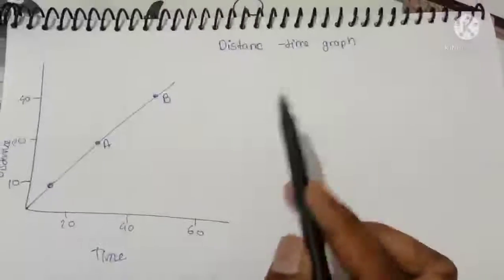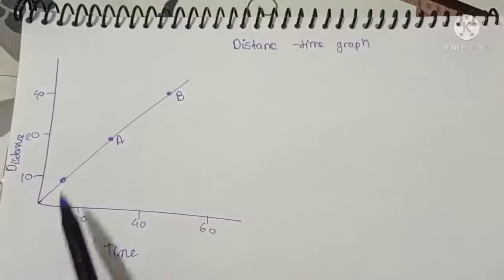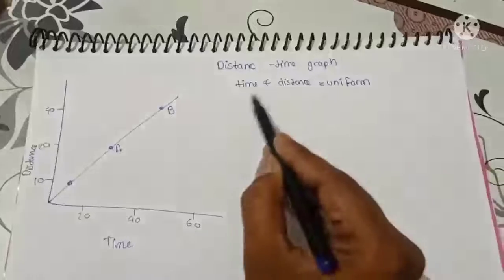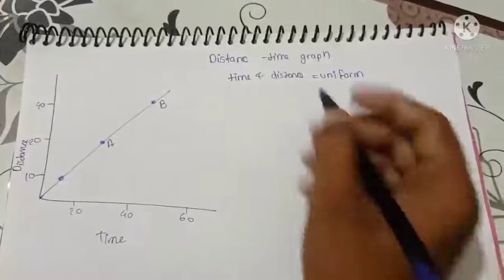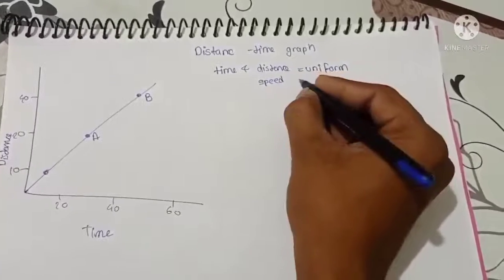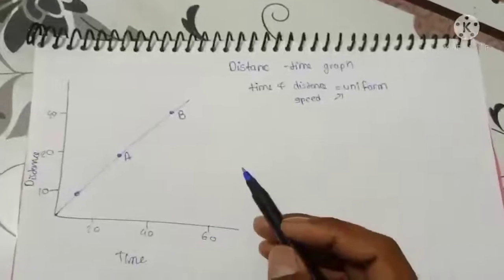First graph is the distance time graph. You can see here we have time along the x-axis and distance along the y-axis. In this graph our time and distance is going to be uniform, so ultimately our speed is also going to be uniform. So now how do we find out what is the speed?